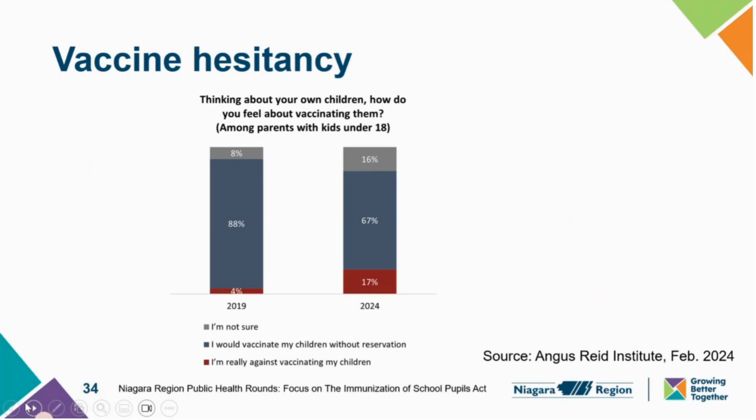One of the reasons why some students are missing their ISPA vaccines is related to vaccine hesitancy. And the graph on this slide is from the Angus Reid Institute, and it's just showing that vaccine hesitancy has risen since the COVID-19 pandemic. So in 2024, only 67% of Canadian parents said that they would vaccinate their children without hesitation, compared to 88% in 2019.